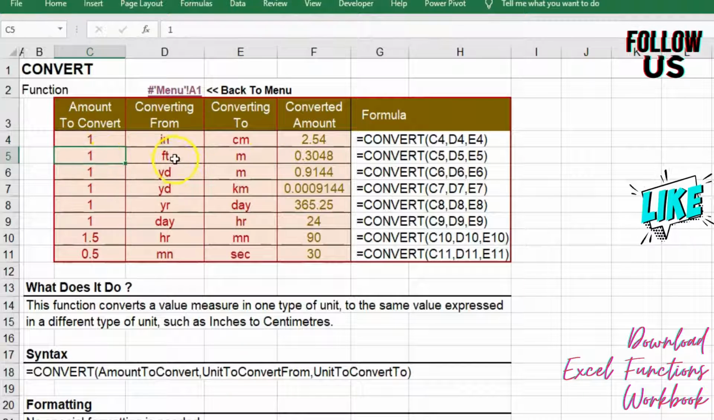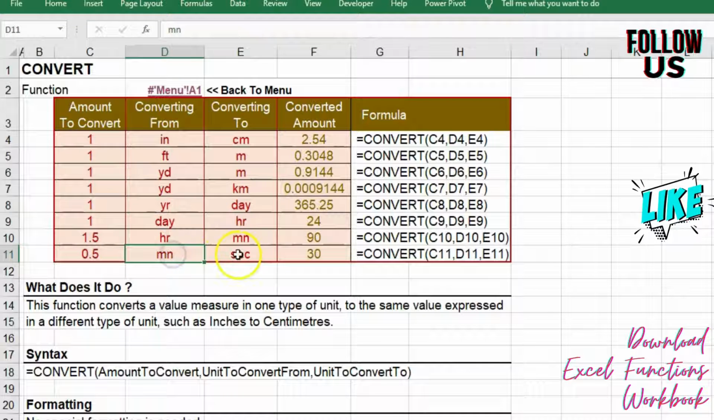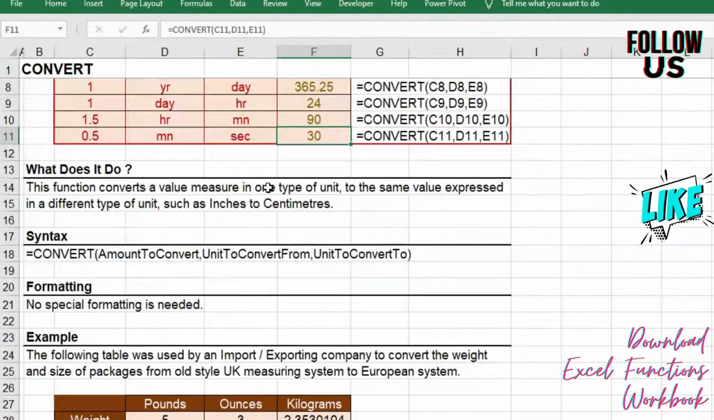So we have that for feet to meter, yard to meters, and these are the corresponding values. Even time, 1.5 hours to minutes is 90 minutes, and 0.5 minutes to seconds is 30 seconds. So we can convert from one unit to another.